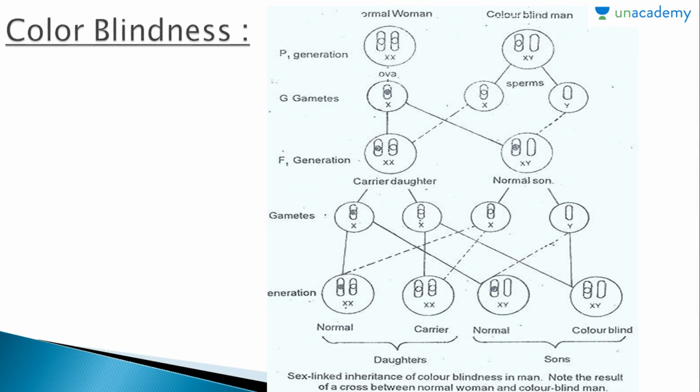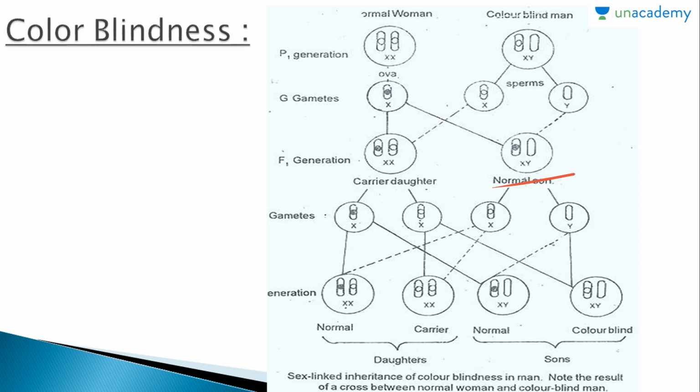This is an example in which we have performed a cross between a normal woman and a color blind man. They have XX and XY chromosomes respectively. When gamete formation takes place, from the ova two X chromosomes are formed, and in the sperms one X and one Y chromosome is obtained. When we cross all of them, we obtain XX carrier daughters and XY normal sons.